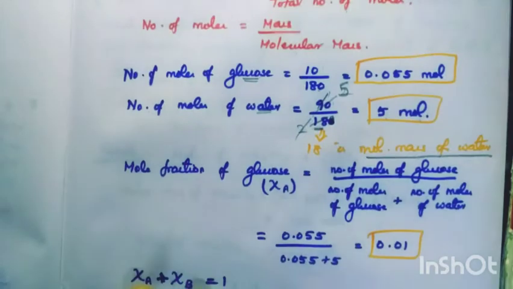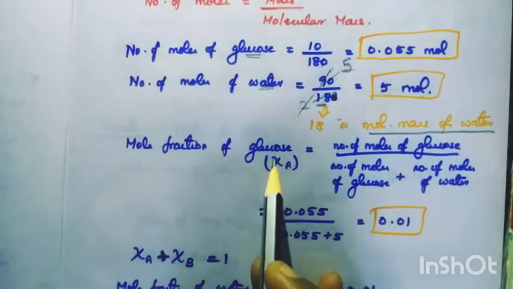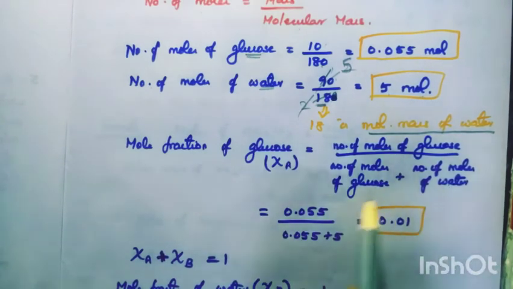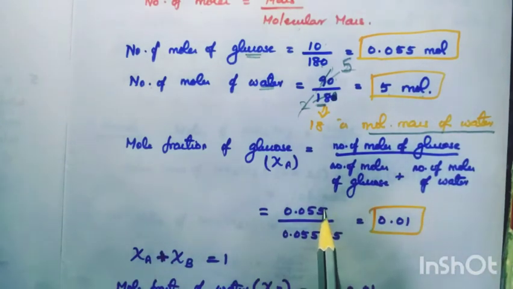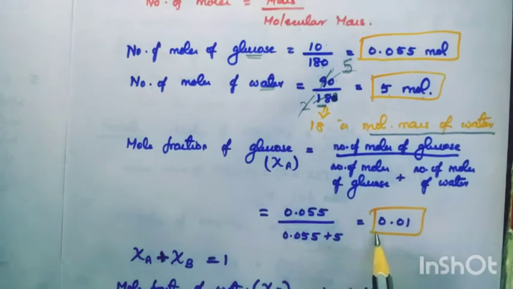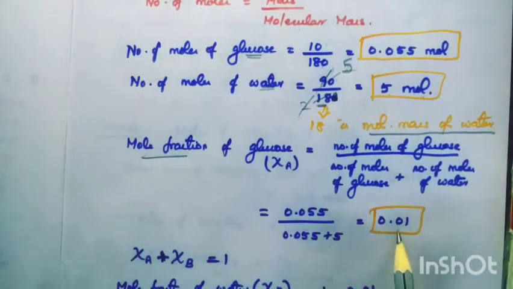And then now mole fraction. Now we are able to calculate the mole fraction of glucose. Number of moles of glucose by glucose plus water. Number of moles of glucose we found as 0.055. Glucose plus water, 0.055 plus 5. That is equal to 0.01. This is the mole fraction of glucose, 0.01.